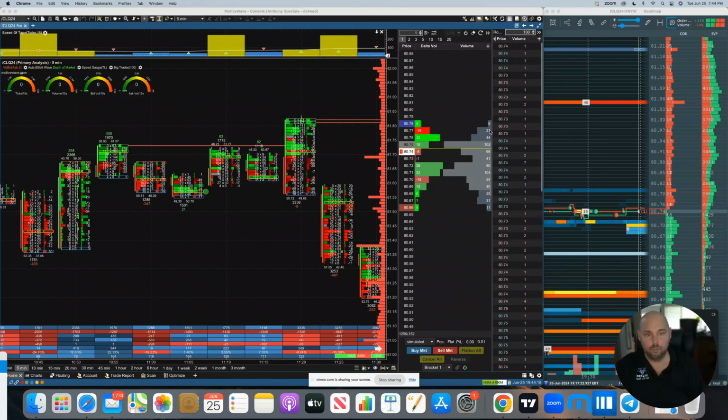So off here to your right, I'll jump over here very quickly. This is volume profile for the entire Globex session. This is delta volume profile for the session, right? So a little bit different.